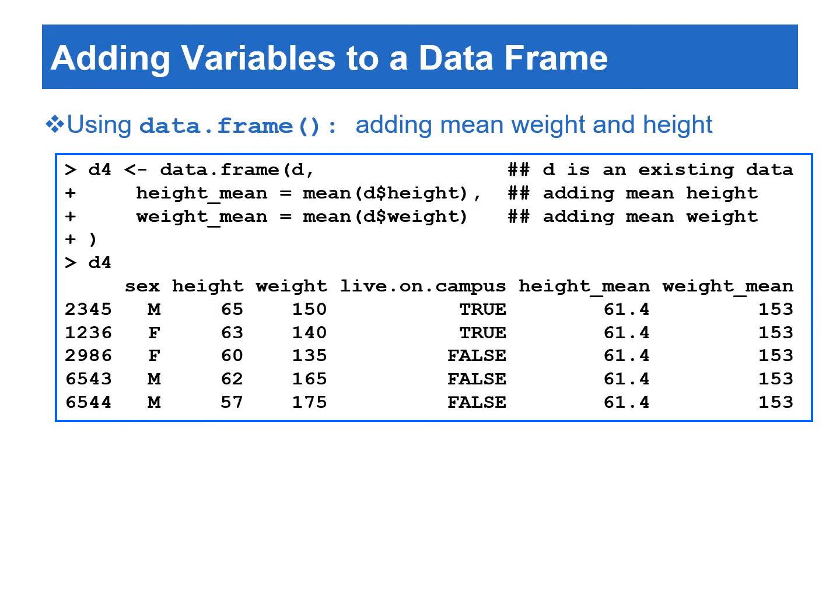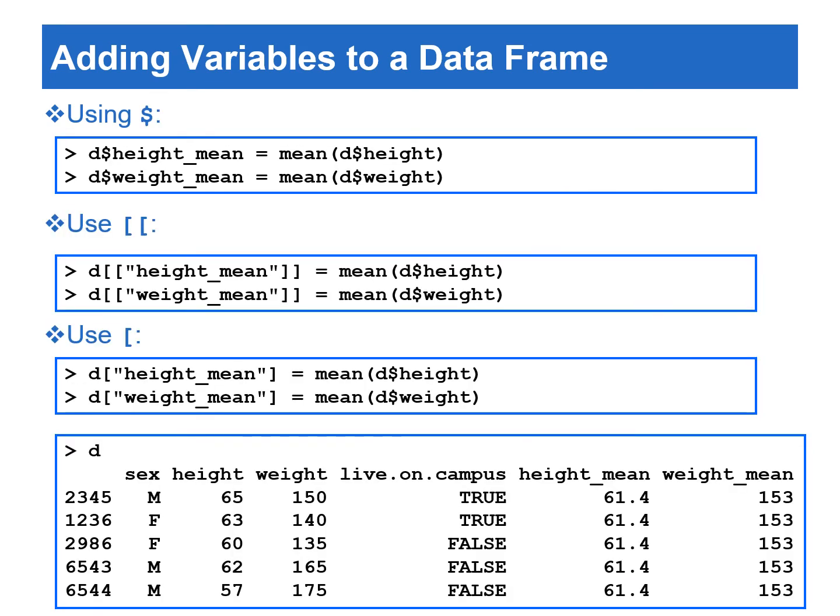In some situations, we might want to add 1 or more variables to an existing data frame. One way to add variables is to use the data.frame function. In this example, we create a new data frame, D4, which includes the previously created data, D, and 2 newly created variables, height mean and weight mean.